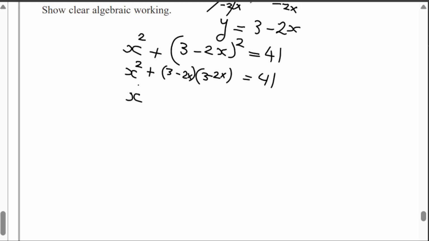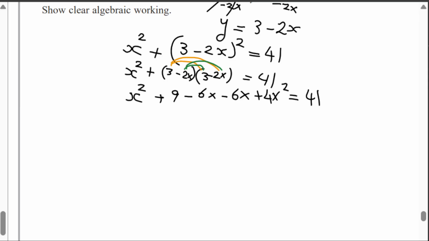Plus, now let's multiply 3 times 3, 3 times negative 2x. So 3 times 3 is 9, 3 times negative 2x is negative 6x. And then we multiply this negative 2x here and this 3 there. So minus 2x times 3 is minus 6x. And then minus 2x times minus 2x is plus 4x squared. And that equals 41. Very good job. Did you get all this?